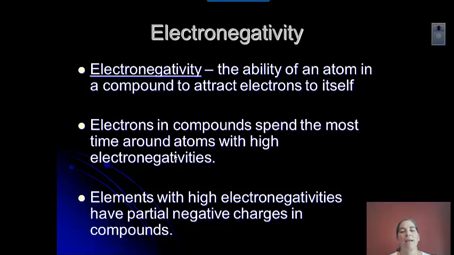And so they form what are called a partial negative charge. The electrons don't go there and stay, but they spend more time around it. So that atom will end up with a little more negative charge. It's not a full negative charge, but a partial negative charge. And we'll look at that a little bit more in class after you've done your guided inquiry.